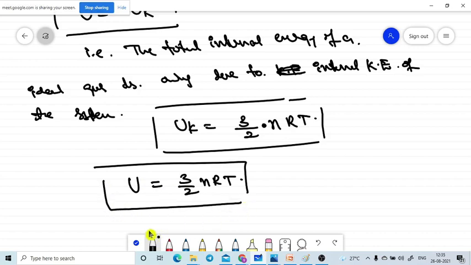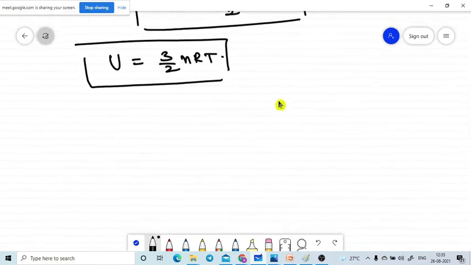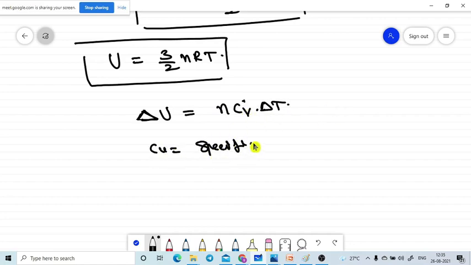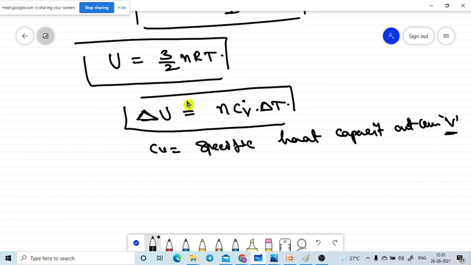Now one more important formula is there. For this one I am going to give the formula directly without any derivation. For any ideal gas system, the change in internal energy, delta U, is equal to n into CV into delta T. CV means the specific heat capacity at constant volume. So this is the formula. These are two formulas you need to remember. We are going to use these formulas very frequently.